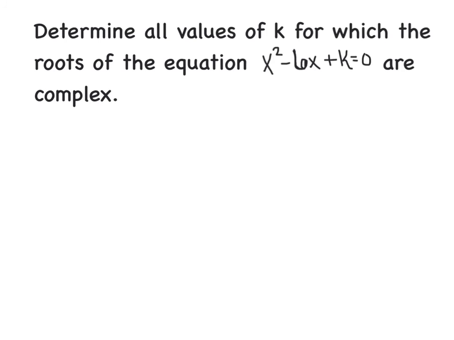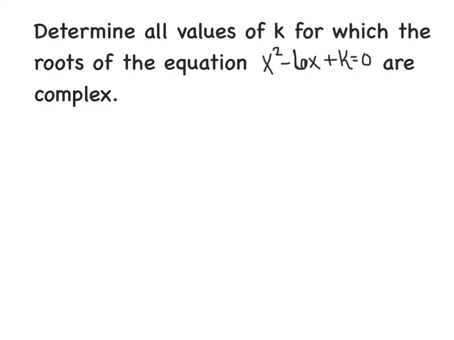For our last question of the night, to see if we understood the three different cases of the discriminant, I pulled a part 2 question from our most recent Grizzly, and this was definitely a feisty question that a lot of us avoided, and for good reason. We haven't talked about the discriminant in a long, long time. So the question states, determine all values of k for which the roots of this equation, x squared minus 6x plus k equals 0, are complex.